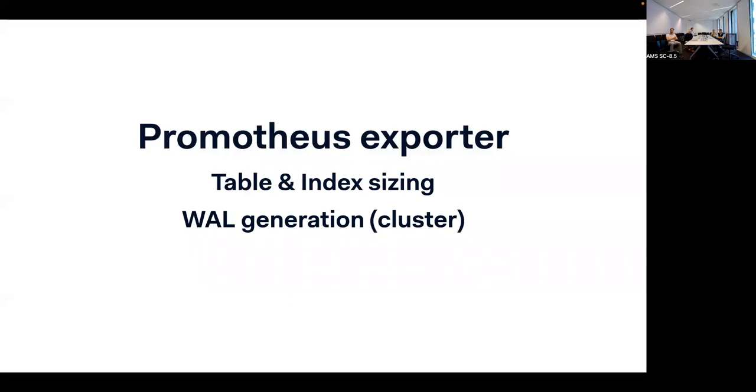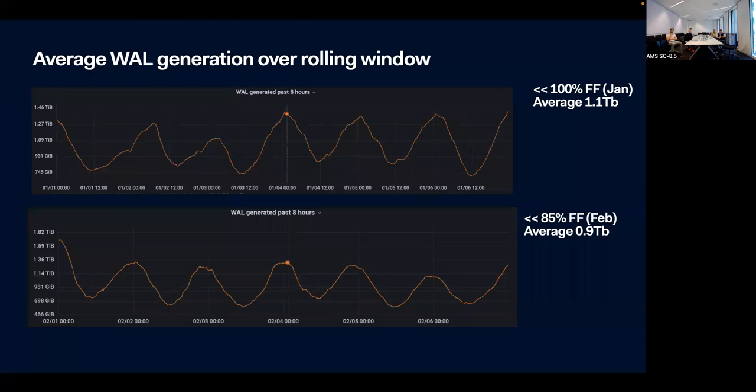Right. So before that, I also want to mention two other metrics we're using, which we gained from the Prometheus exporter. We're looking at the table and index size and the WAL generation, which is set at the cluster level. So we can't see the WAL for a table. We see that for the whole cluster, but it's still interesting to review. So this is the rolling WAL generation for the cluster. So this is all tables, all work.